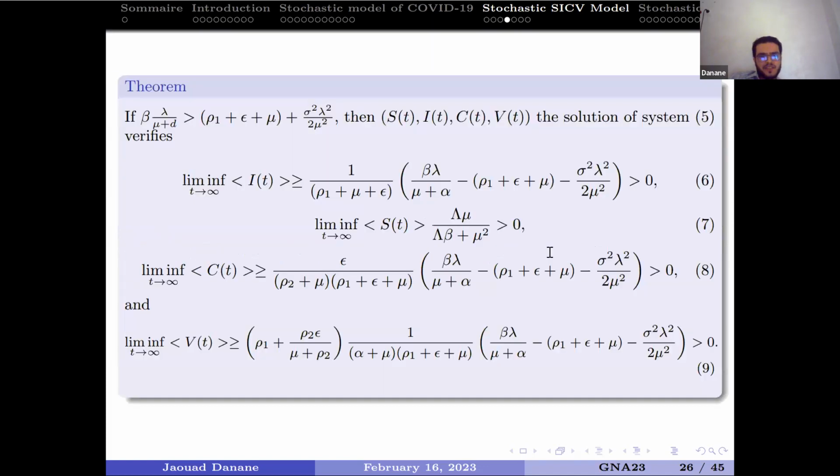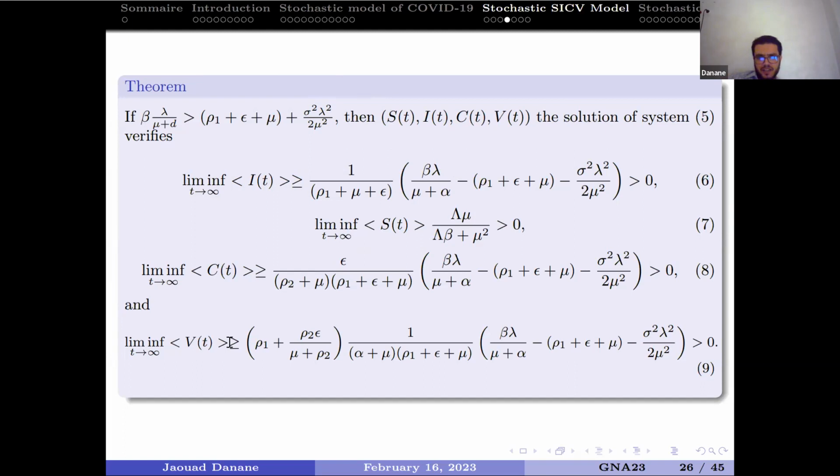About the persistence of the infection, we can now control the volatility with another condition. If this condition is realized, we can prove the persistence in mean of U, C, S and V, that means the persistence of the infection.